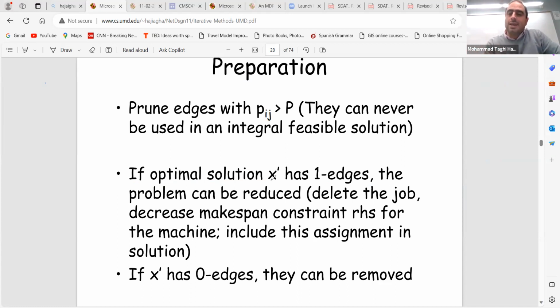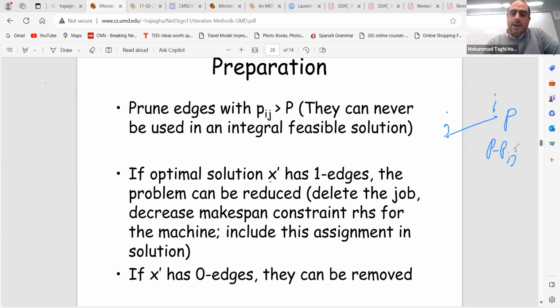Now, if an optimal solution x prime has a one edge, then what's the meaning of one edge? It means that job j is assigned to this machine i. Then in this case, what can I do? I can just assign this job j to machine i, and then I will reduce the makespan P, because P is called the makespan. Now I will make it P minus p_ij. This is a new constraint that I will put in, because I know this is one. I will just assign it fully.